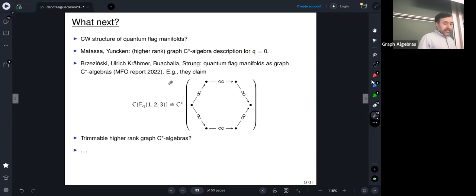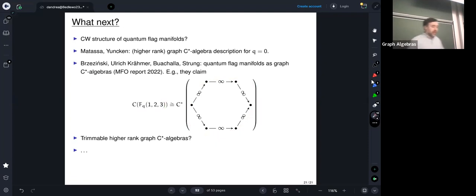There is also an Oberwolfach report by Brzeziński, Uli, Raymond Boischel, and Karen Strong, where they announce a theorem that every quantum flag manifold, not only the irreducible ones, is described by something isomorphic to a graph C*-algebra. Here there is not even this q problem. The only thing is that there is only an Oberwolfach report and no preprint. Thomas said that there is nothing for public consumption yet, so maybe they are still fixing some details. But still, here you can see the graph of the full flag manifold.